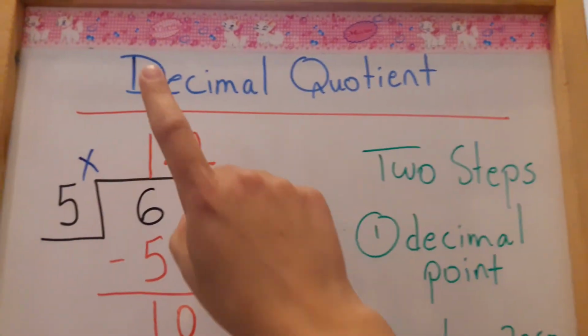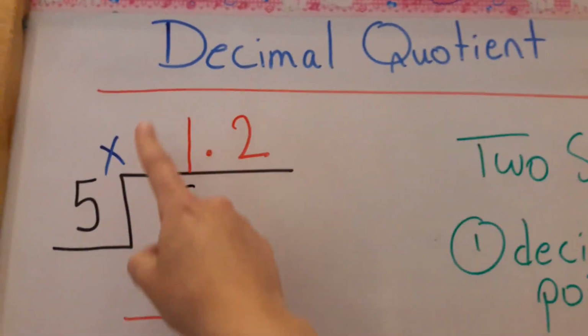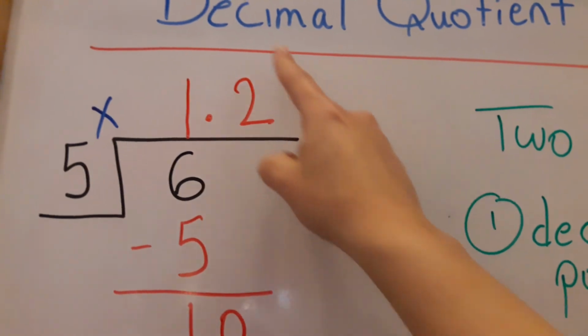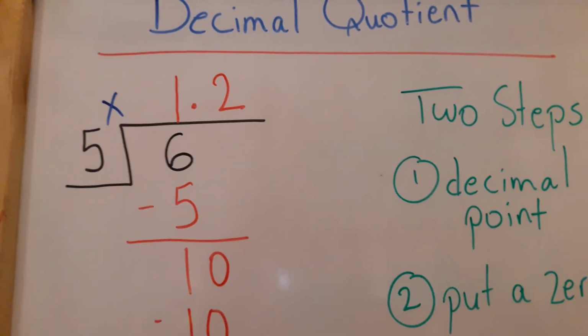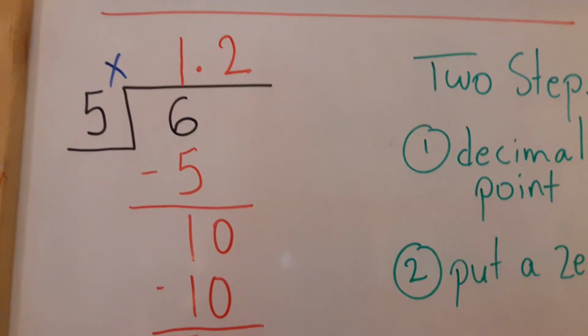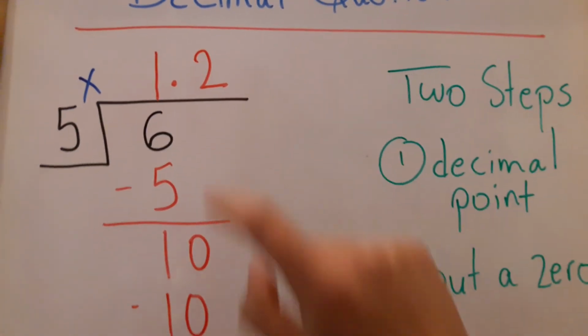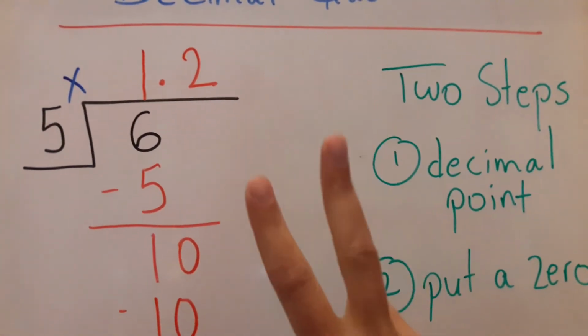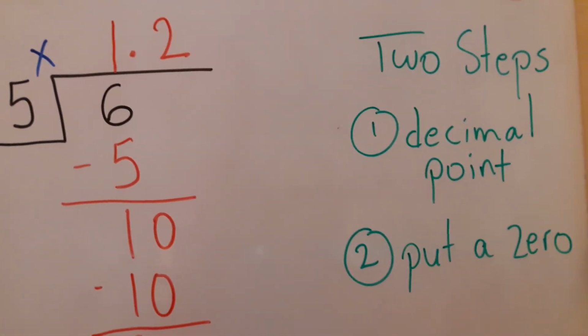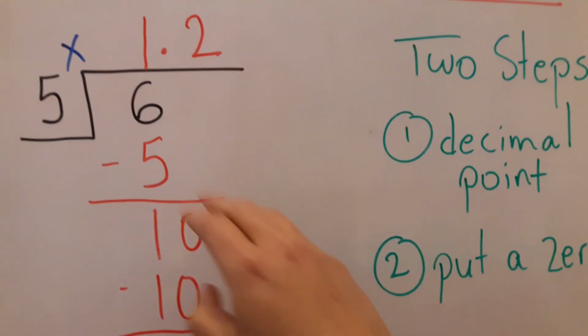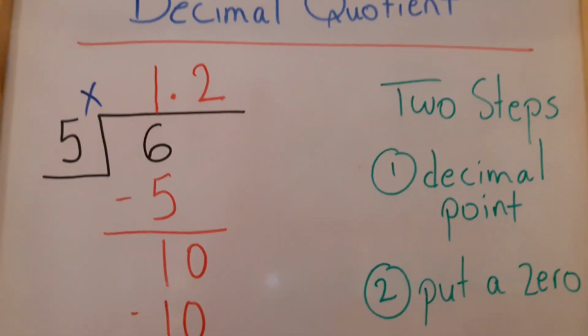So in this lesson, decimal quotient, the quotient should be a decimal number. How to do that? When you start the division and you have a remainder, the first thing that you do is put a decimal point. Then the second thing that you do is put a 0 next to the remainder and continue dividing.